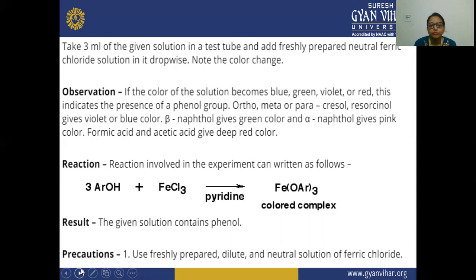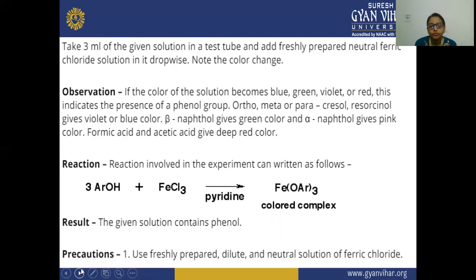And formic acid and acetic acid also, because they are acids, carboxylic acids, can also give this test, and they give a deep red color after the neutral ferric chloride solution is added.